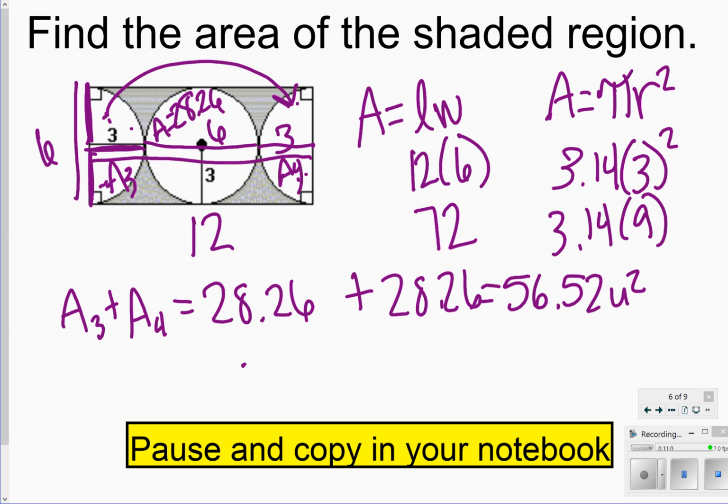We want to take the 72 and take out the circular parts. Well, that is 56.52.